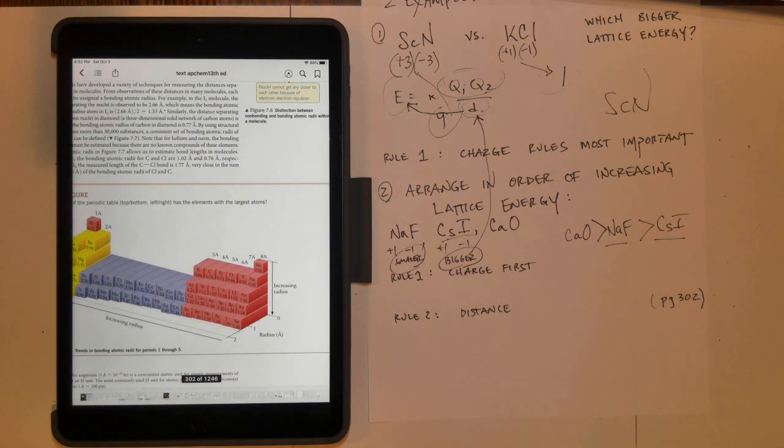So rule number 1, always look at the charges first. And then rule number 2, take a look at the distance.